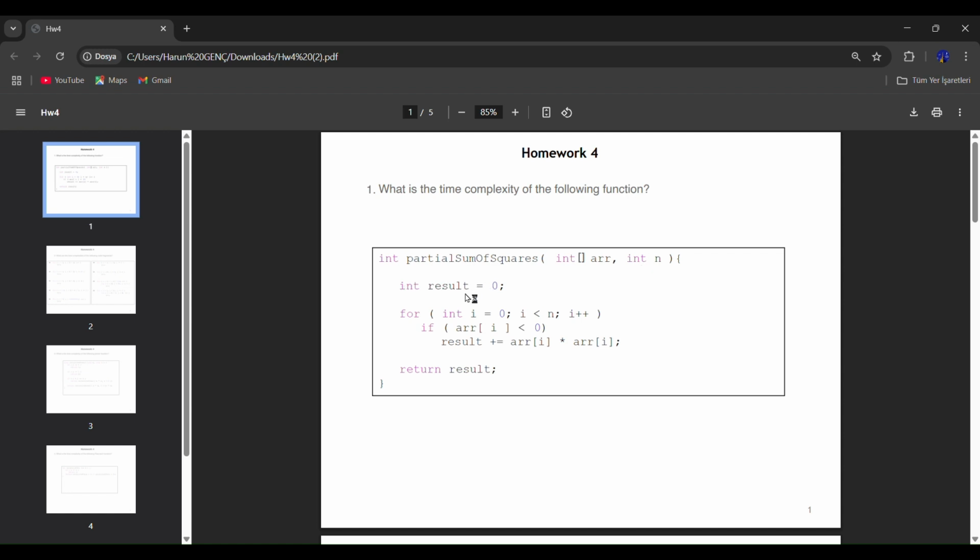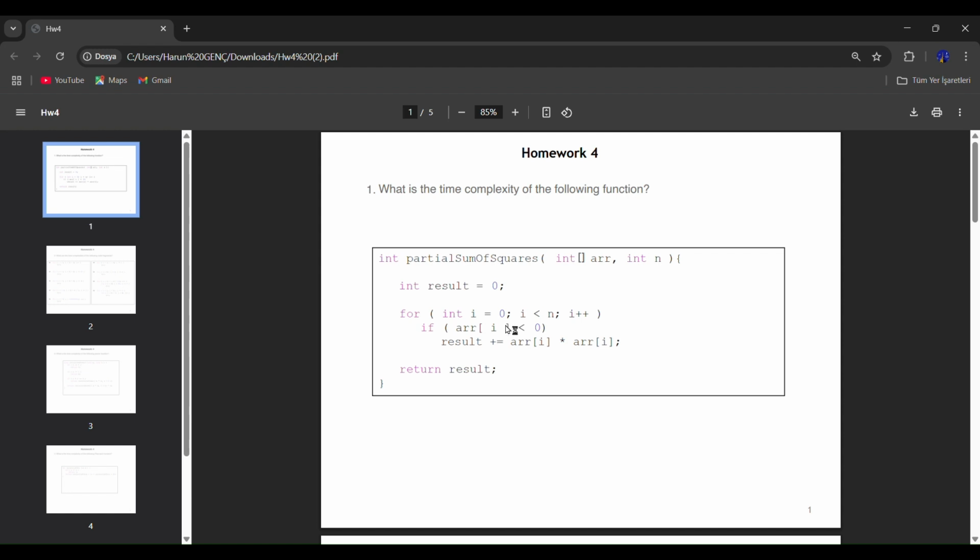The result is a variable used to store the sum and is initially assigned 0. The for loop runs from 0 to n minus 1, where n is the length of the array, so only the first n elements are processed. If array[i] is negative, less than 0, the value of r[i] is squared, r[i] times r[i]. This value is added to the result variable.